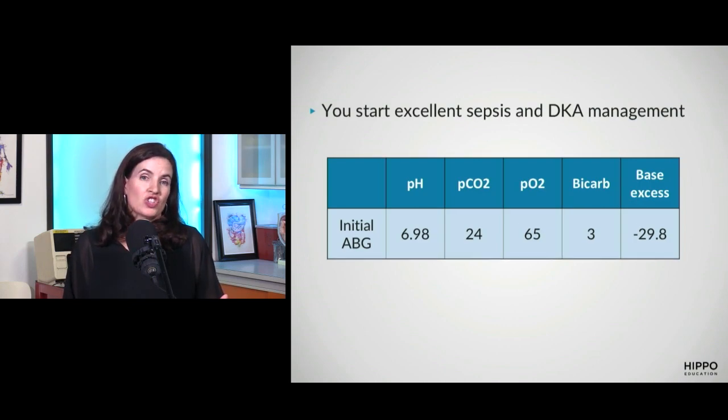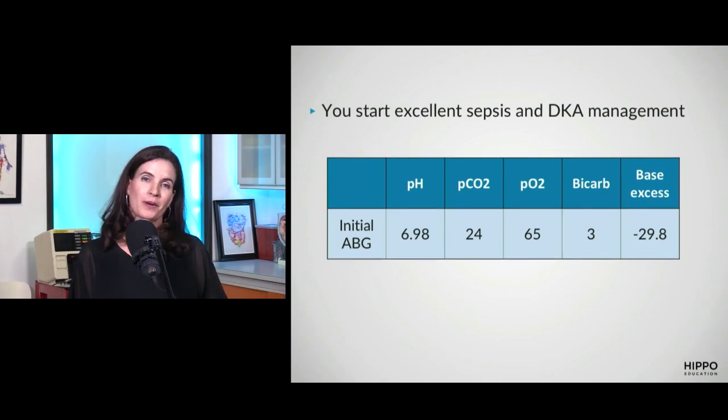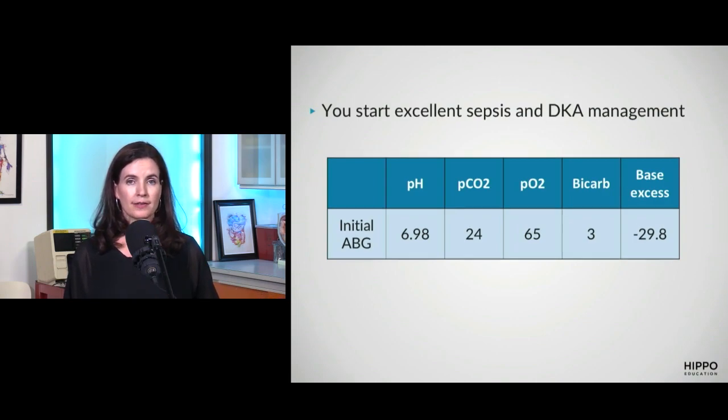So pHs that start with sixes are always terrifying. Personally, I like numbers that start with 7, right? A normal pH is 7.4. So once you get down into the sixes, you're getting into critically acidotic patients. She's a PCO2 of 24. So she is blowing down her PCO2. Our normal should be 40. This means she's taking big breaths and blowing off more CO2. And she's trying to compensate for that bicarb of 3. She also has a huge base excess.